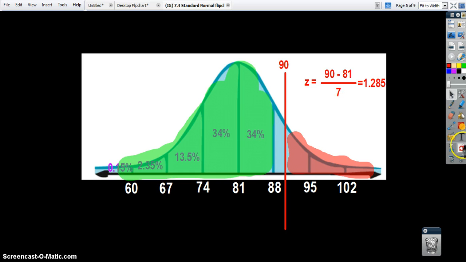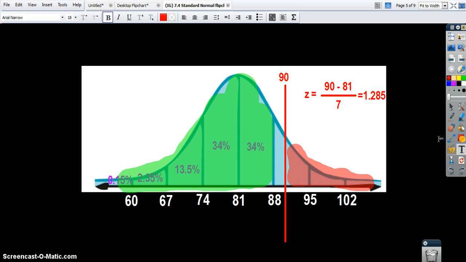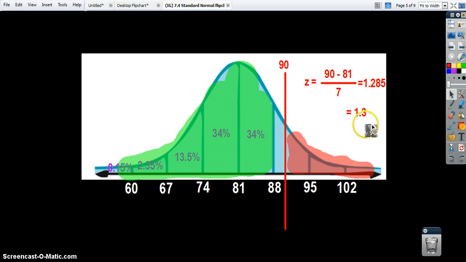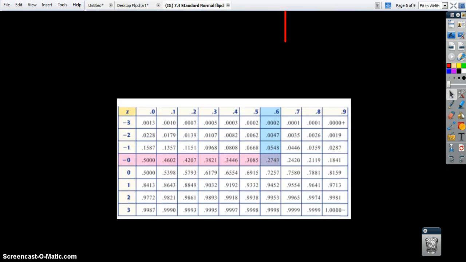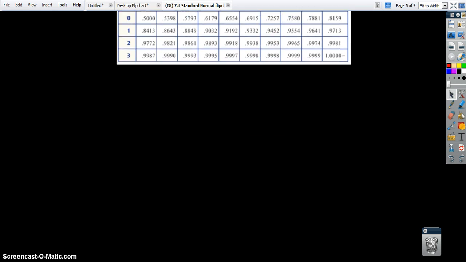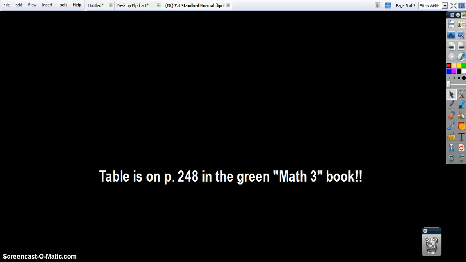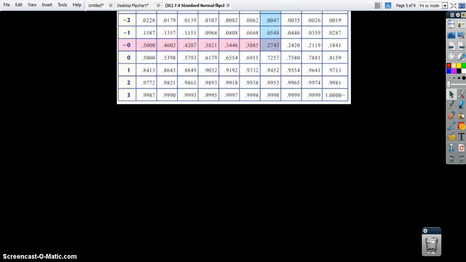Now the z-score table, which is what we have to use with this, really, at this point at least, goes by tenths. So I'm going to round that to 1.3. And then I go down to this table. This is the z-score table. It is in your textbook, the green textbook, on page 248.